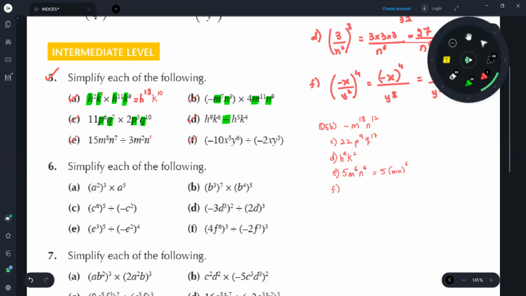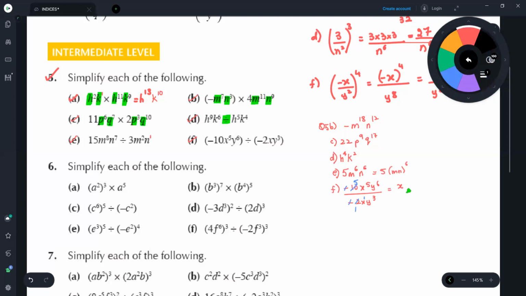Now part F. Can I write part F as this? It's going to be 10x^5 y^6 over minus 2xy cube. Yes or no? Yes, sir. Now can I cancel out the negative signs, and then 2 one time, 5 times, and then x^1? We are not 6 but 4. Why? Because they've been divided, right?